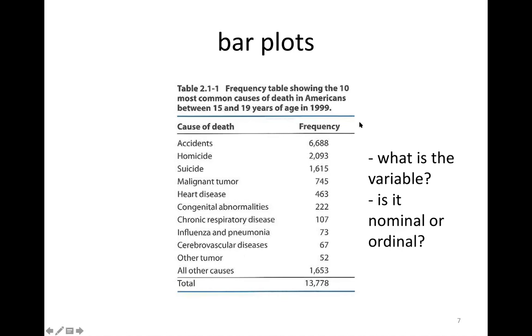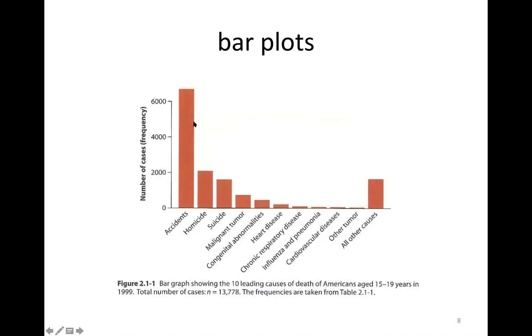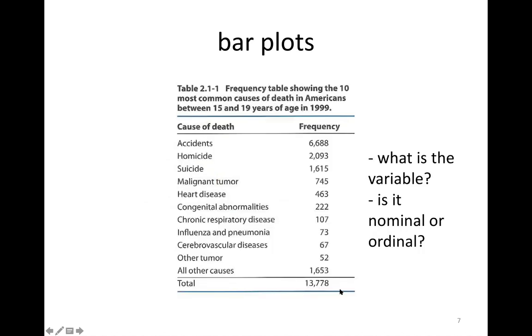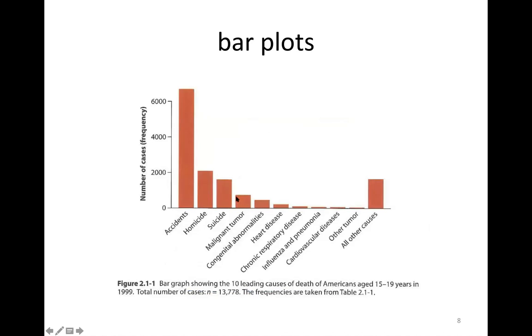Okay, so we have accidents and homicide, so killings, as the first two, and then suicide, tumor as the fourth case, etc. So what's the variable here, and what kind of variable are we talking about? The variable itself, as you see, is a categorical variable. Is it nominal or ordinal? It's nominal, right? There's no inherent order among these different types, and we have data on how frequent each one is observed. And we can describe this result as a bar plot.